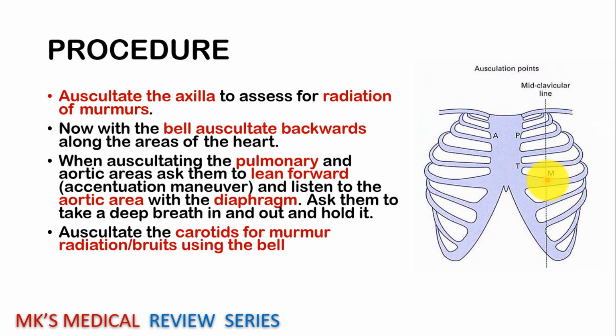Now, with your same bell of the stethoscope, remember that your bell now will be here at the mitral area. You can now go backwards. So with the bell, listen to the tricuspid area, listen to the pulmonary area, listen to the aortic area. Then you'll be back to these two areas here. Then you switch it back to the diaphragm and listen to the aortic area.